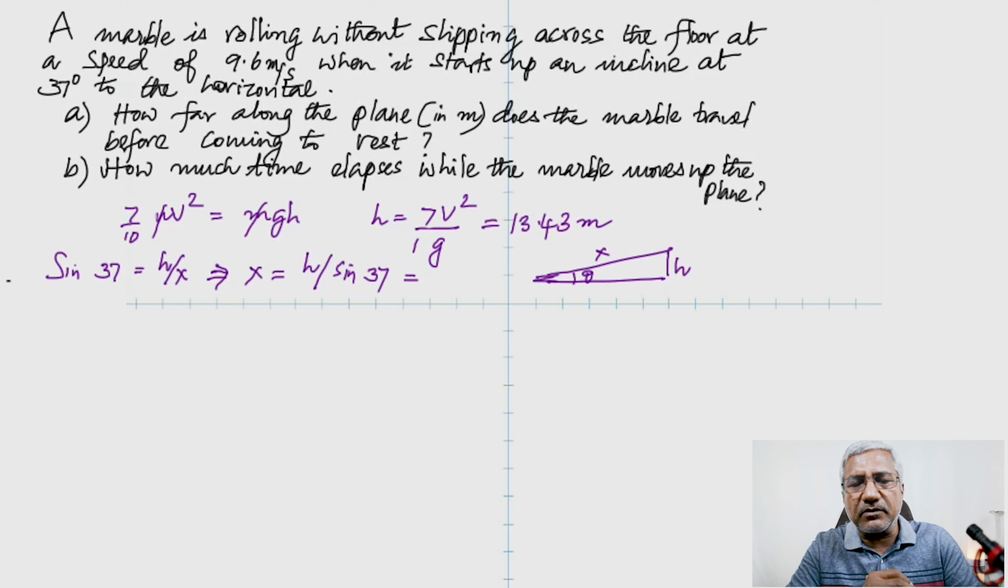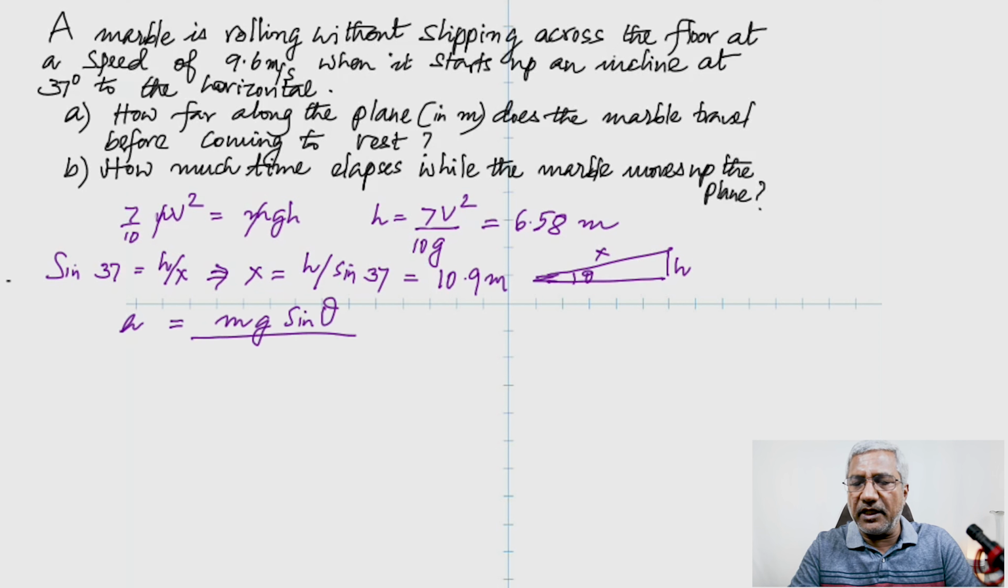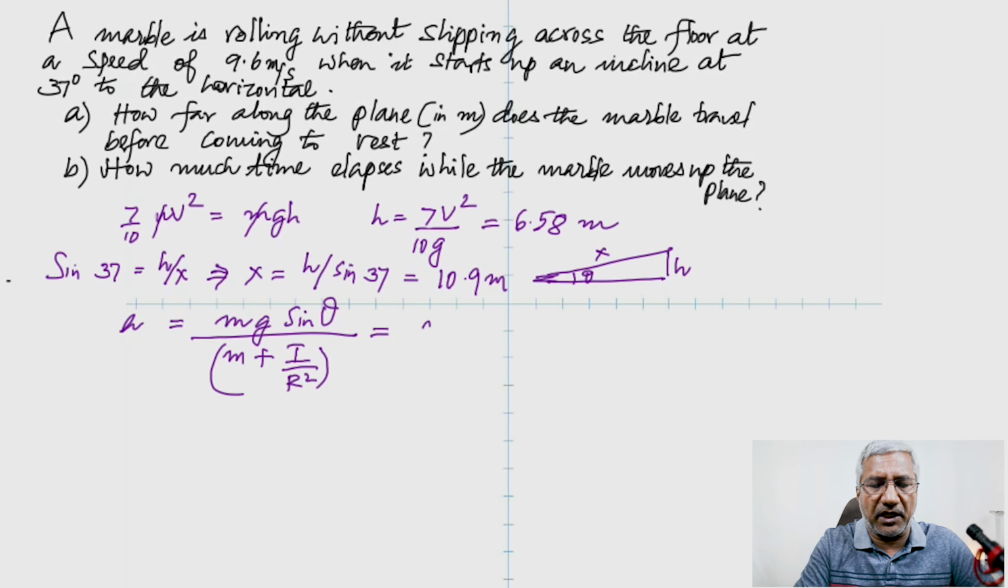Okay, so that was 7 by 10. So obviously there was a miscalculation there, and you get that. Next, you're asked to find how much time elapses while the marble moves up the plane, for which we need to find the acceleration of the marble, which we know. We know the formula is mg sine theta divided by m plus I by r squared, which we derived.